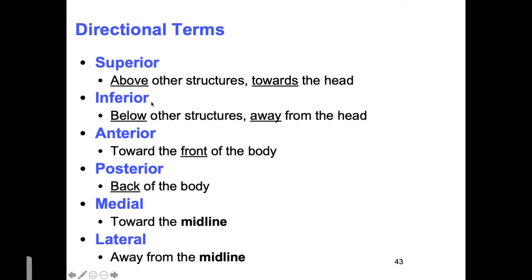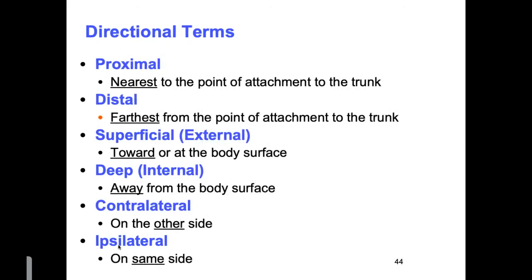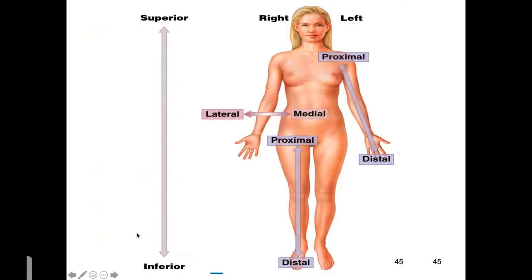So here are some directional terms. These are all opposites. So superior and inferior are opposites, anterior and posterior are opposites, and medial and lateral are opposites. So let me show you what these look like on a picture. Proximal and distal are opposites, superficial and deep are opposites, and contralateral and ipsilateral are opposites.